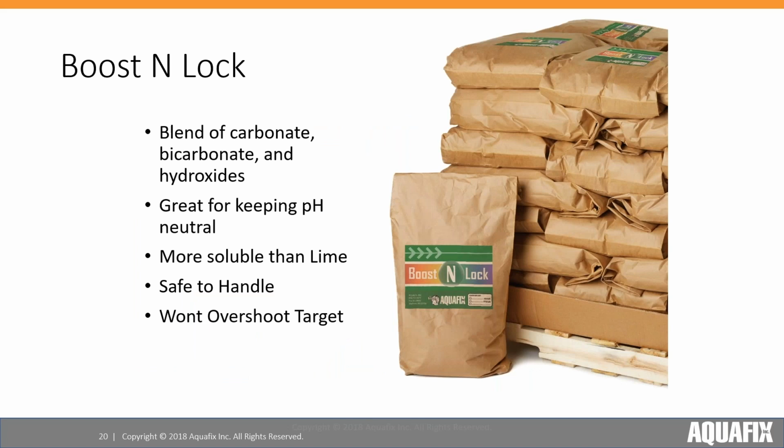So to help with low alkalinity, or if you're just seeing swings in your pH, which may indicate that you do have low alkalinity, we recommend adding Boost and Lock. This product also helps instances of just general low pH. Boost and Lock is a blend of magnesium hydroxide, hydrated lime, sodium bicarbonate, and sodium carbonate. The combination of these ingredients provides superior pH stabilization when compared to either ingredient alone. It's nice because you really won't overshoot a pH of 9.